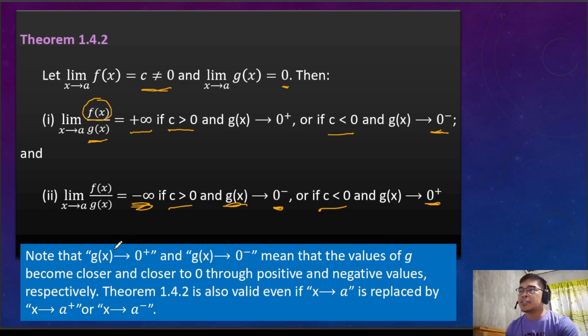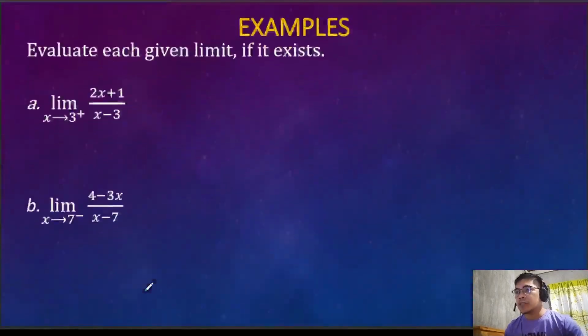Take note that g of x approaches 0 from the right and g of x approaches 0 from the left mean that the values of g become closer and closer to 0 through positive and negative values, respectively. This theorem is also valid even if x approaches a is replaced by x approaches a from the right side or x approaches a from the left side. So let's have some examples here.